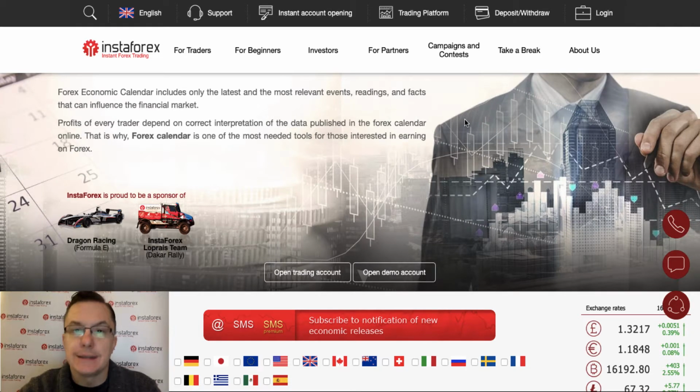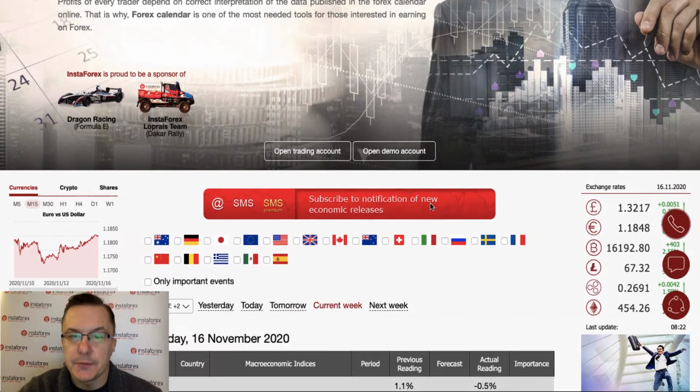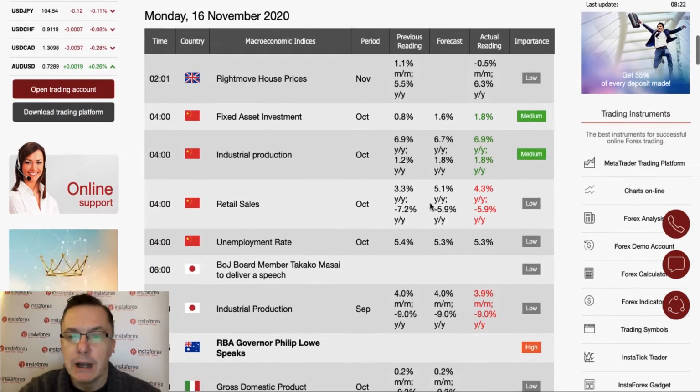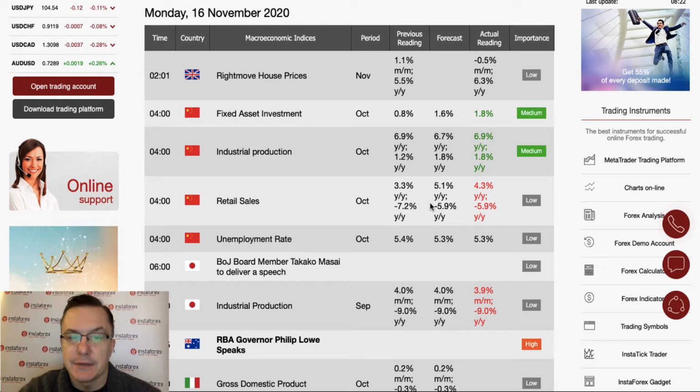Today is Monday, the 16th of November 2020, and this is the beginning of the new trading week. So let's take a look at the Forex calendar and then let's take a look at the interesting Forex pairs. We will see if there is any good trading setup and if there is anything nice to trade this week.